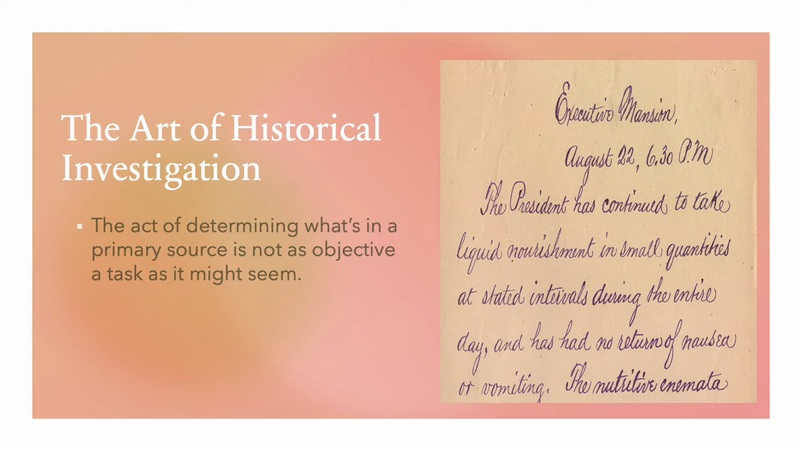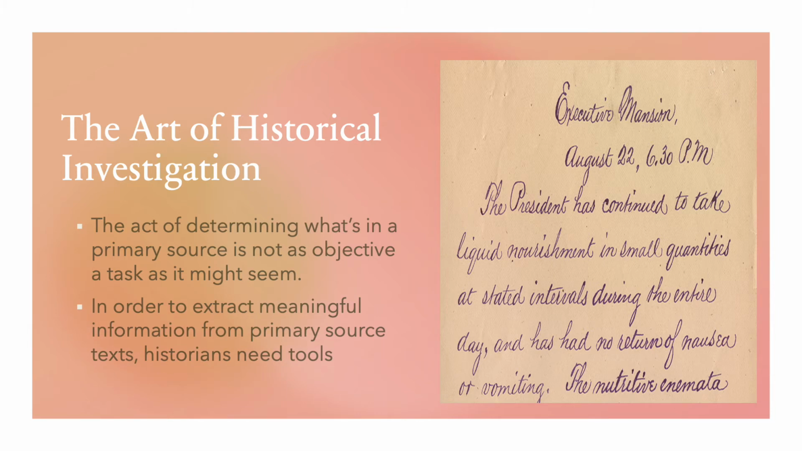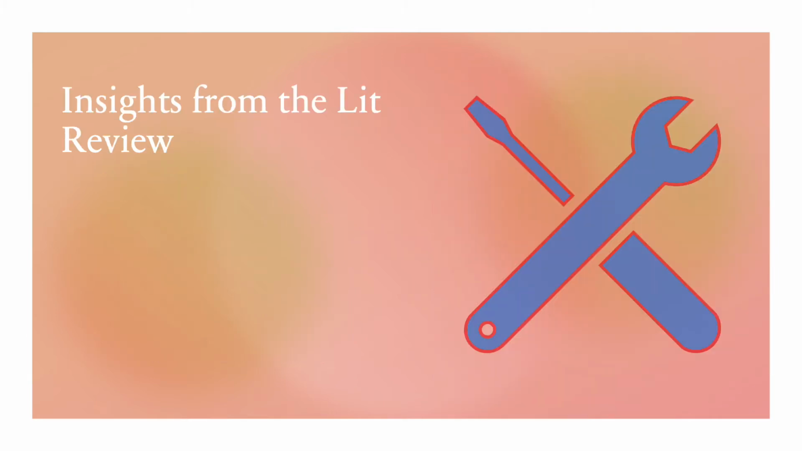In order to extract meaningful things from primary source texts, historians need tools. These tools are the things that you learned about while writing your literature review. They are the concepts, theories, and methodologies that historians bring into the archive, the library, or the field to crack open the documentary record. In the process of equipping yourself with one of these tools, you should now have a basic understanding of what they are and how they can be used to crack open primary sources.